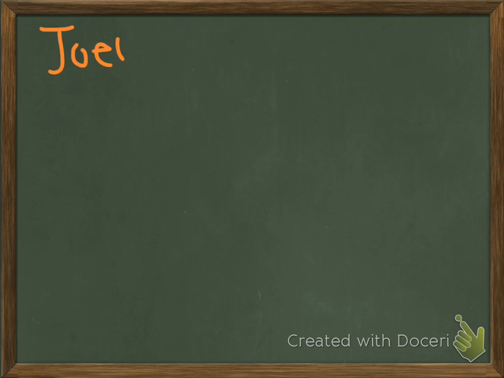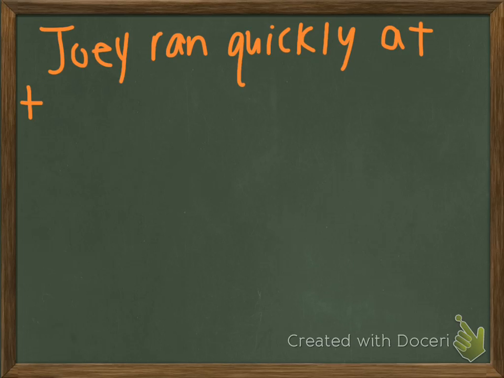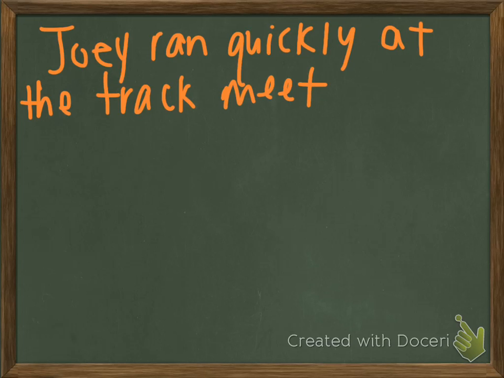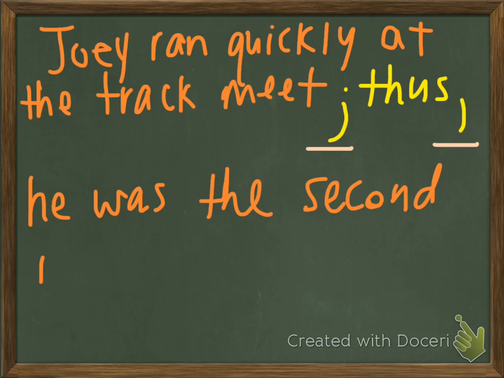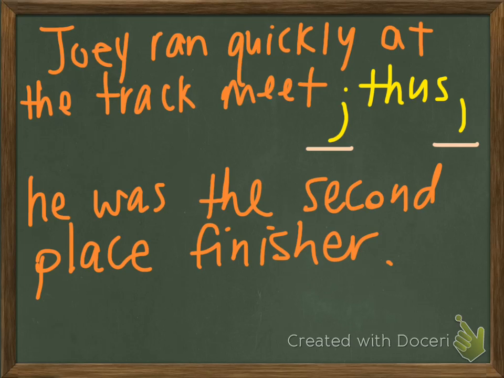Now, here's an example. Joey ran quickly at the track meet. Good for Joey. We could stop the sentence right there. But we want to know what was the consequence of him running quickly in this sentence. So we add a semicolon, the word thus, and a comma. Thus kind of means therefore. So Joey ran quickly at the track meet; thus, he was the second place finisher, period.